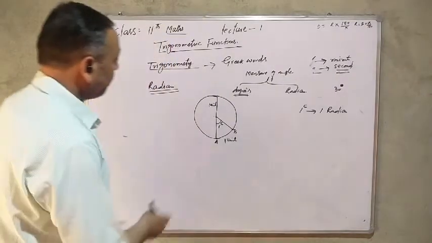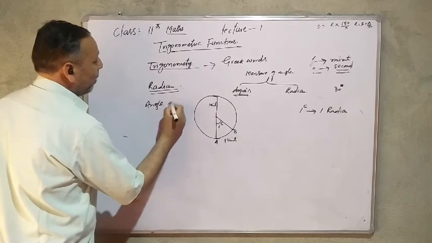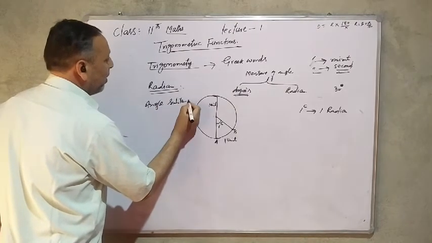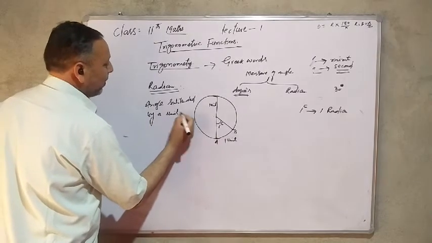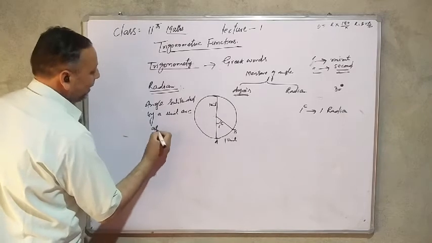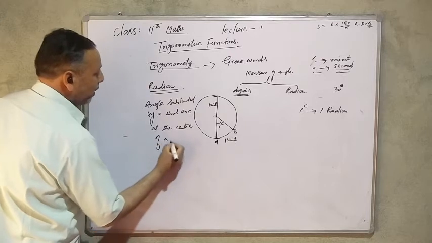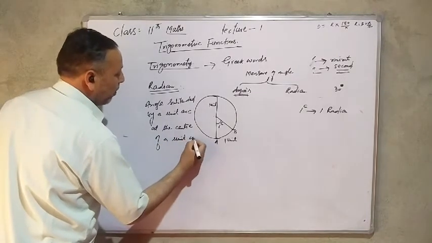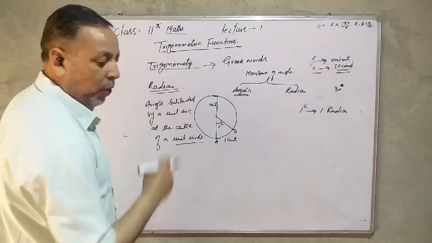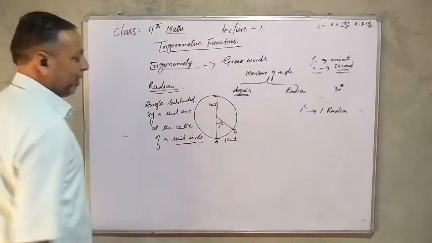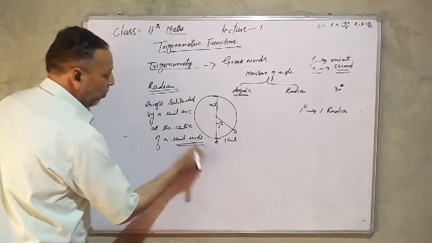This means 1 radian. So that means a radian is the angle subtended by a unit arc at the center of a unit circle. Unit circle means a circle having 1 unit as its radius. It is known as 1 radian.